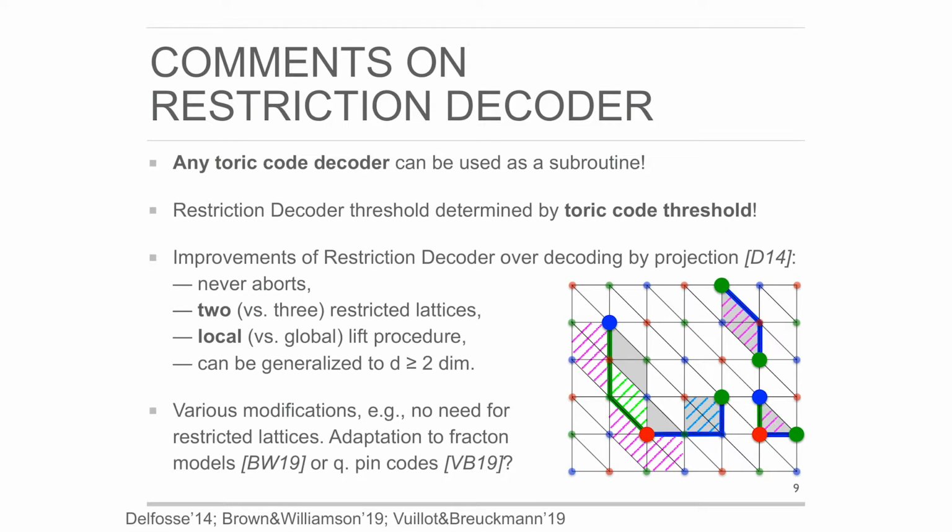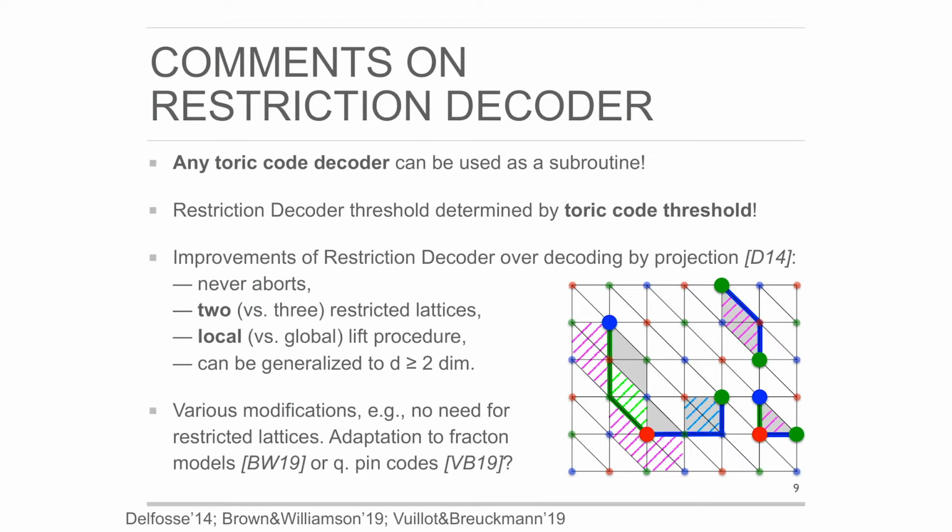So first, the restriction decoder never aborts. It always gives a valid correction for the color code. Moreover, the restriction decoder uses two restricted lattices. Also, the lifting procedure in the restriction decoder is local. And lastly, the restriction decoder can be straightforwardly generalized to higher dimensions, unlike the method of decoding by projection.